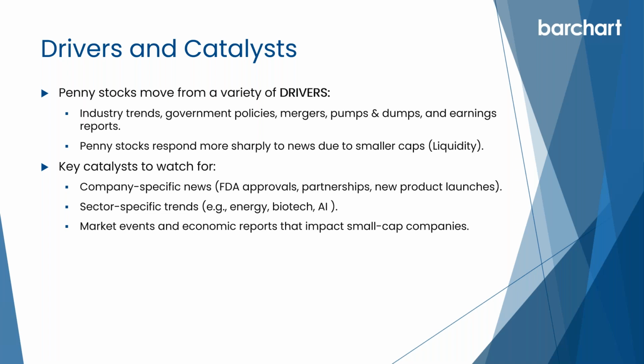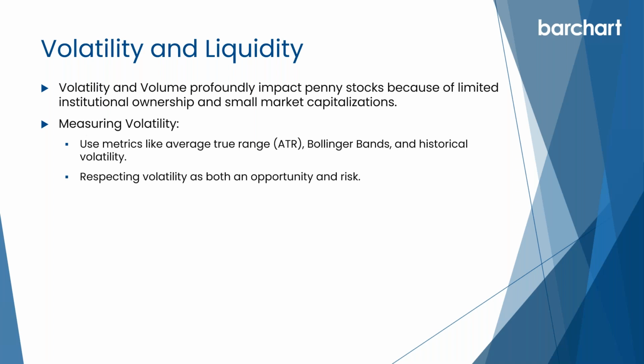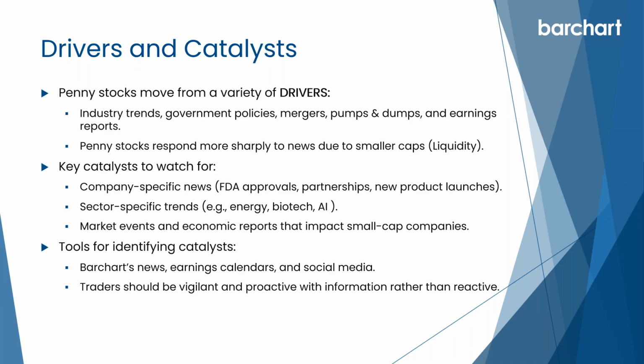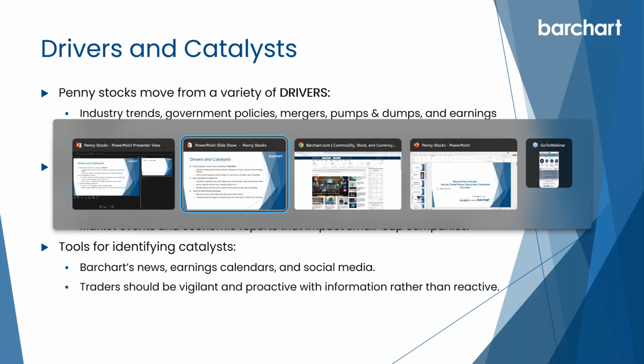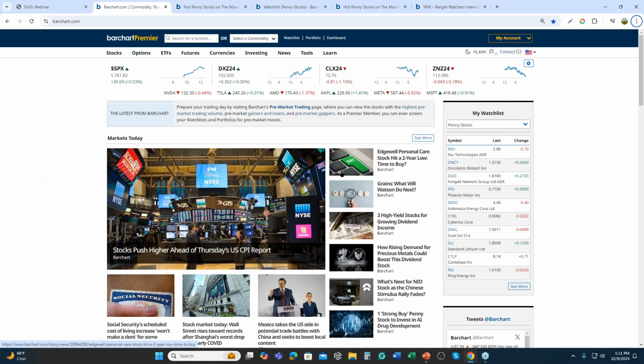Market events and economic reports. So, think about what the tailwinds for small caps are, for instance, a Fed rate cut cycle or a risk on appetite environment, and seeing positive economic growth through multiple sectors. So, tools for identifying catalysts. Barchart, I believe, I know, does a really great job. And so let me just show you some places where you can find some catalyst information.